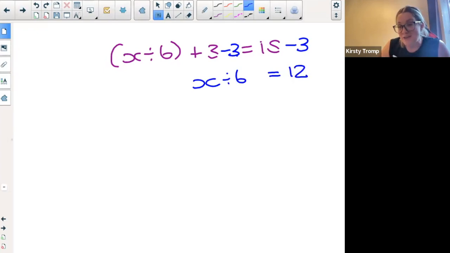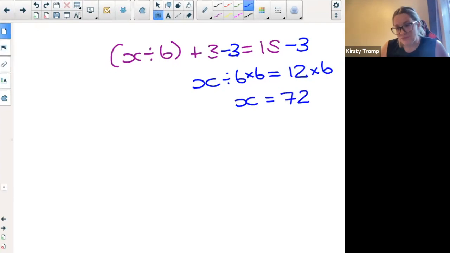What's the opposite of dividing? Multiply. Good, multiplying. Whatever I do to the one side, I must do to the other side. So I'm left with x. What's 12 times by 6? 72. And that's it. It's exactly the same. It's just your steps.